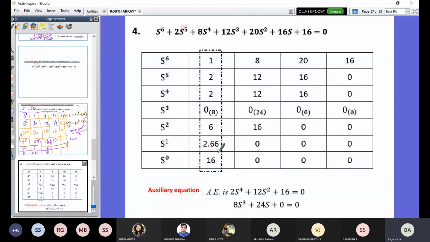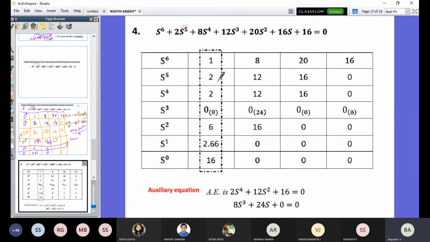Others? Please cooperate. Yes, sir. If you are cooperating, I will take a lot of problems, and that will be a benefit for you. If you won't cooperate, then I will not take many problems. One problem only I will take.